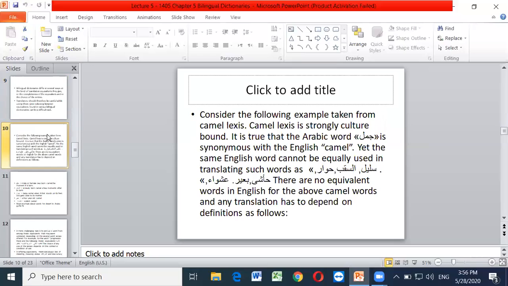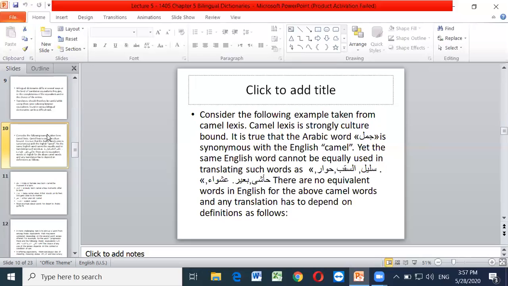Consider the following example taken from Camel Lexis. Now I'm going to give you an example which is taken from Words About Camels. In the book, there is an example which is about Arabic words about the desert, Al-Sahara, which you have to read, and I'm going to refer to you. Now I'm going to give you an example of how language can be culture bound. Words can be culture bound. Words can be culturally restricted. They belong to a particular cultural heritage which is not present in the English language.